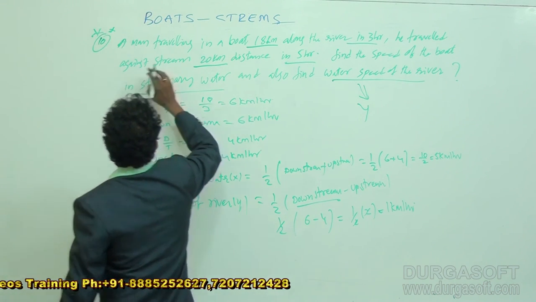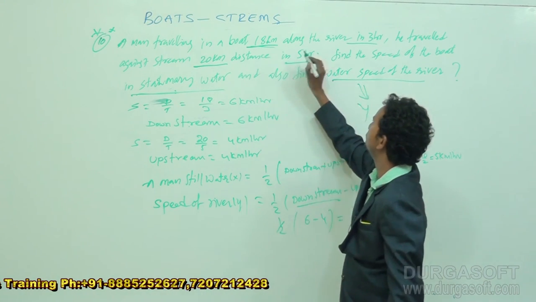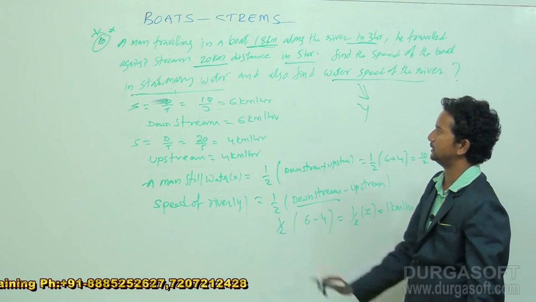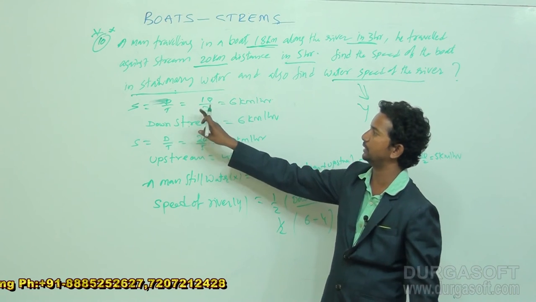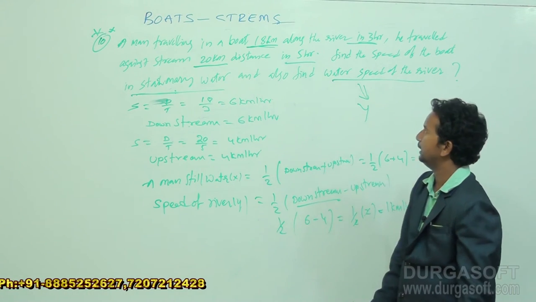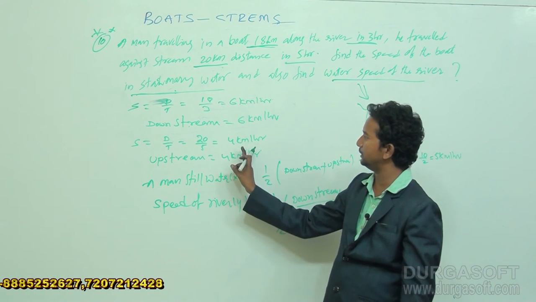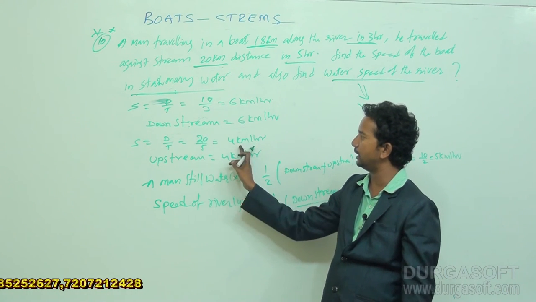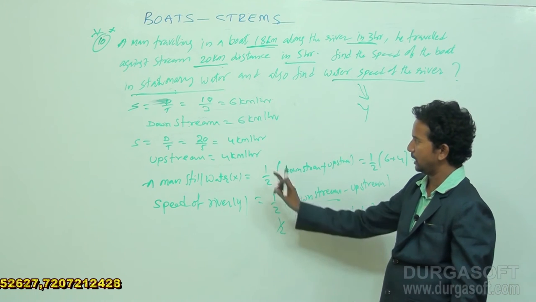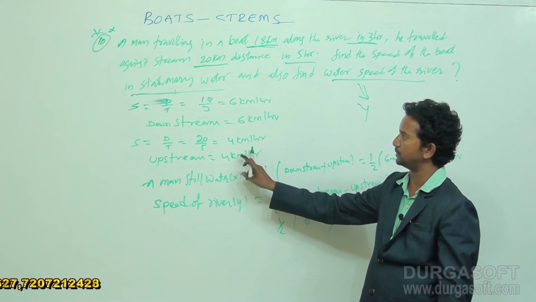Now a man traveling in a boat 18 kilometer in 3 hours. 3 hours, nothing but 18 divided by 3. You can get the speed in the first one. Next, 20 kilometer in 5 hours, nothing but 20 divided by 5 hours. This is the upstream.